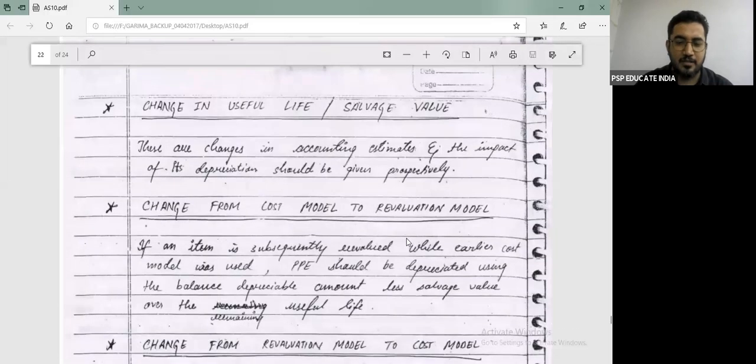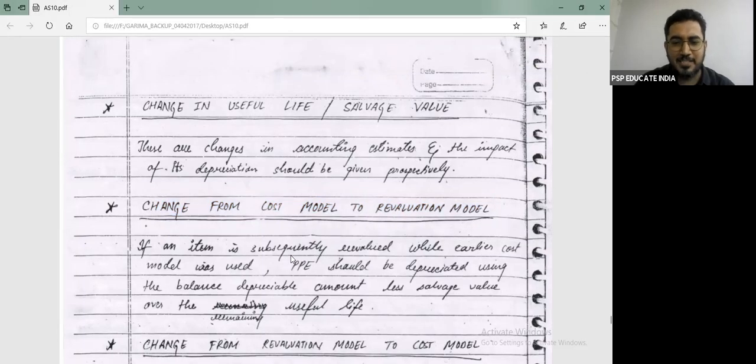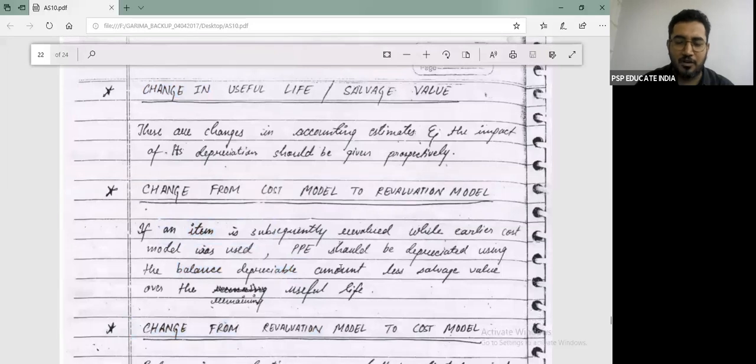Okay, come to the next one. Change from cost model to revaluation model. So earlier we were following the cost model. Now we want to follow the revaluation model. If an item is subsequently revalued while earlier cost model was used, property, plant and equipment should be depreciated using the balance depreciable amount less its salvage value on the remaining useful life. So you will always take the balance depreciable amount, deduct the salvage value and divide it by the remaining useful life, because now you are moving towards the revaluation model.